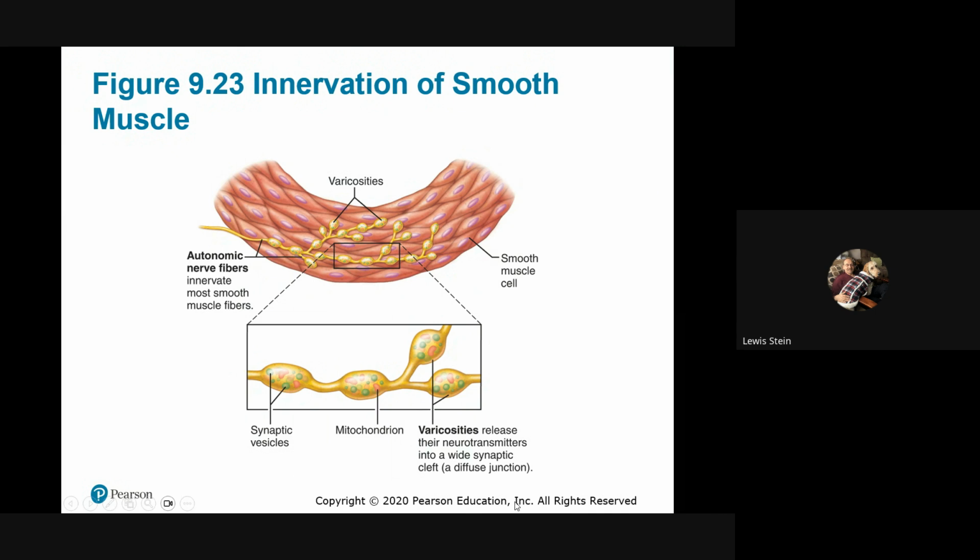They look like this. This is a really good illustration. These enlargements have synaptic vesicles and mitochondria. It's not a whole lot different. When you say diffuse junctions, it's just juncture points where it diffuses, and again, it's not nearly as rapid. Skeletal muscles are very rapid and very strong. Smooth muscles are all about endurance. They aren't necessarily as strong as skeletal muscles, but they effectively go continuously.